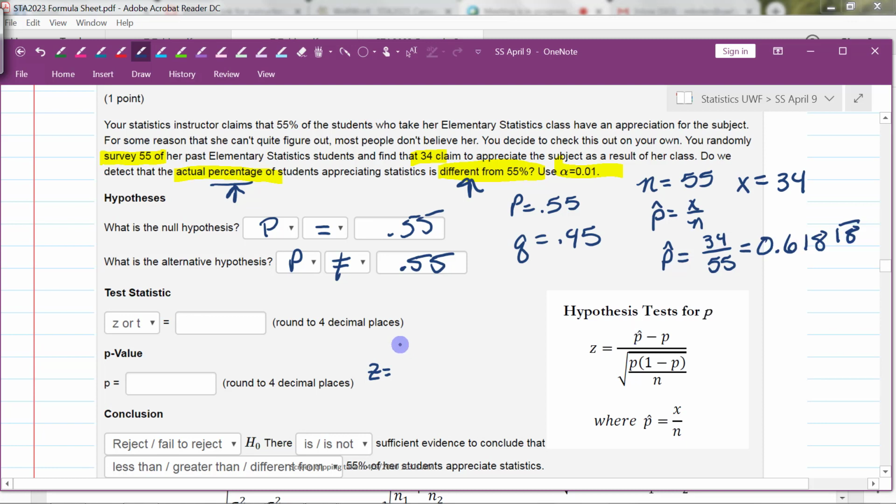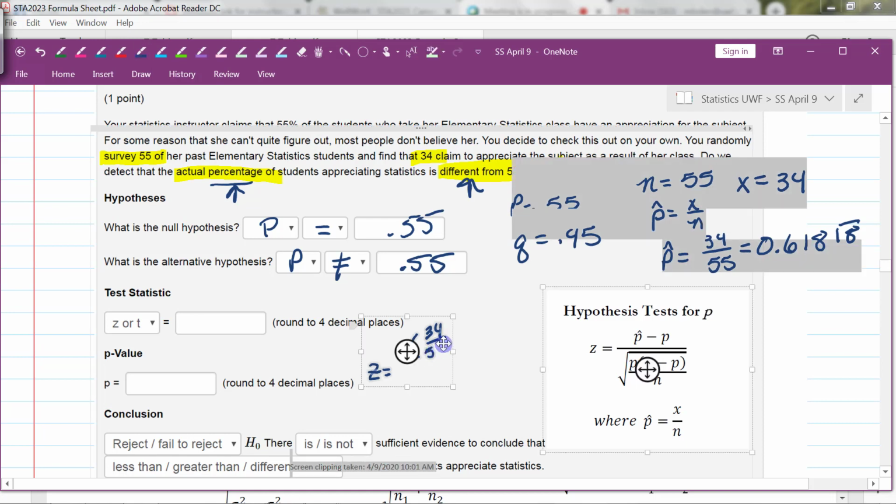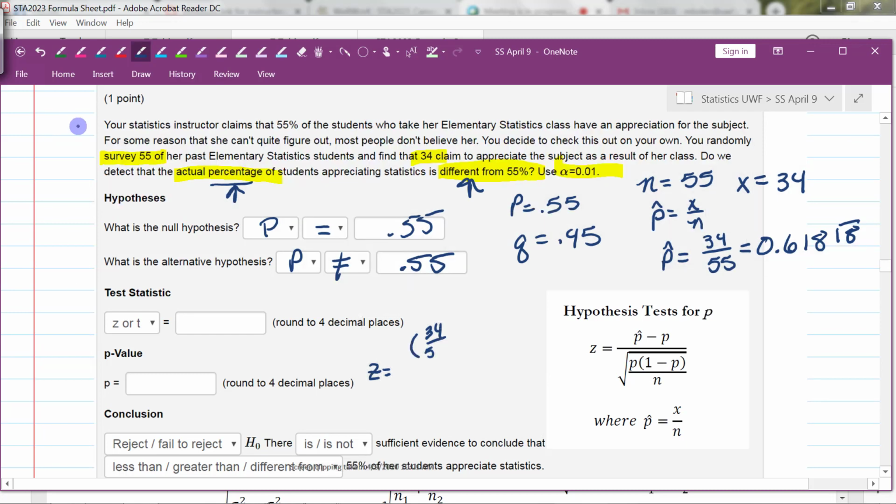I'll bring up the calculator and show you. Let it run 34 over 55, because otherwise it's not going to possibly give you the correct answer. So it's going to be P hat minus P, 0.55.